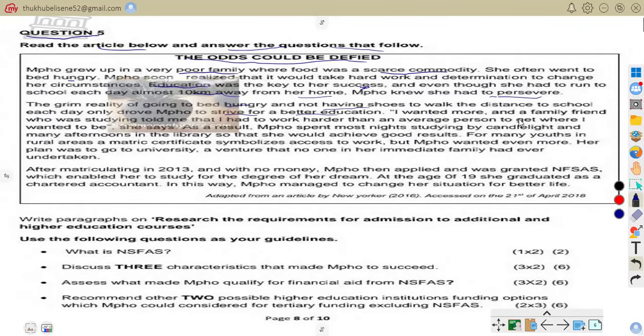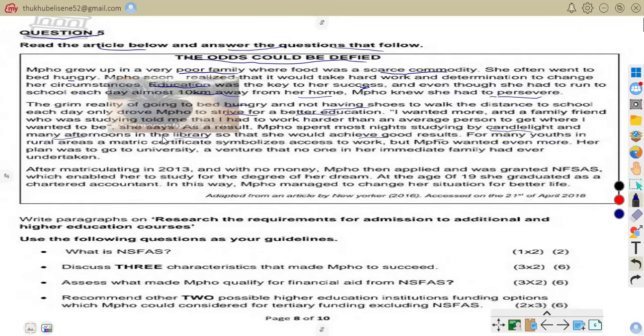"I wanted more, and a family friend who was studying told me that I had to work harder than an average person to get where I wanted to be." These are the words of Mpho. As a result, Mpho spent most nights studying by candlelight and many afternoons in the library so that she would achieve good results.